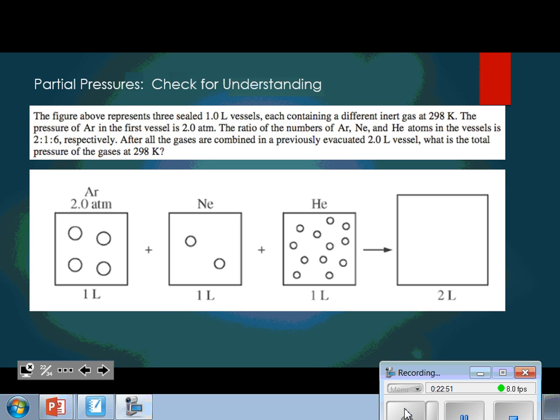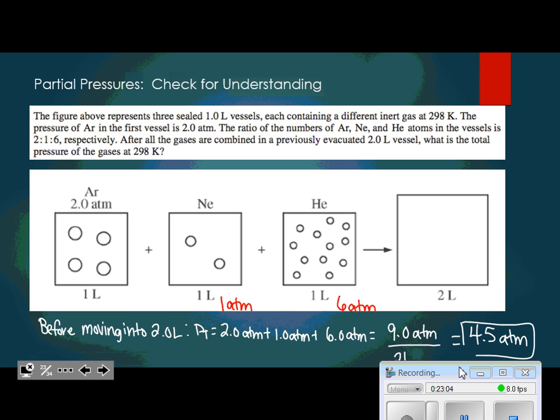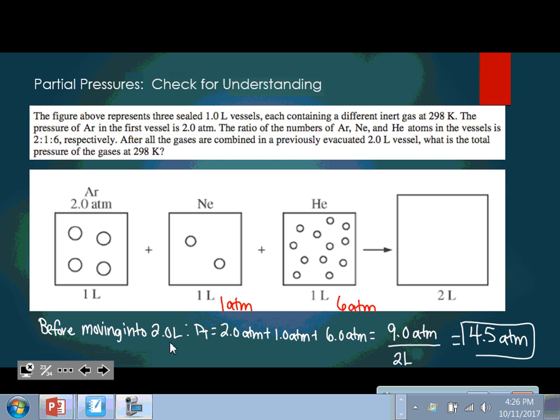So you could say P1V1 equals P2V2 for each of the 3 gases, and then add together the total pressures at the end. What I've done for you here is said, okay, before moving into a 2-liter container, the total pressure of each of these gases is 2 atms plus 1 atm plus 6 atm, okay? And so that's a total pressure of 9 atms.